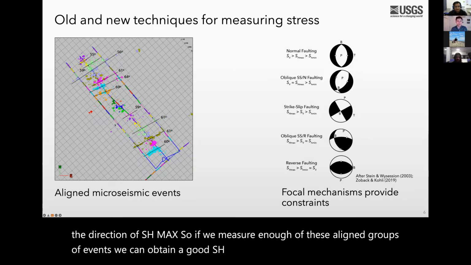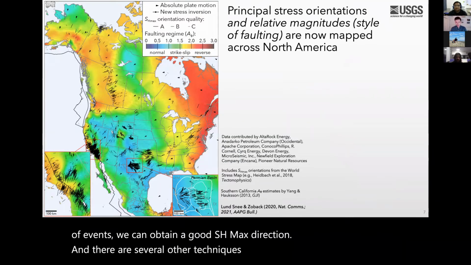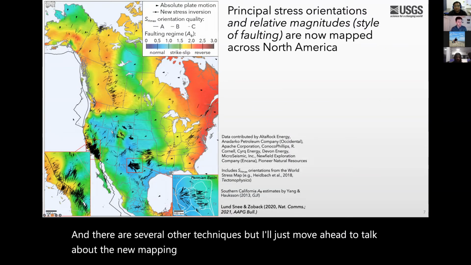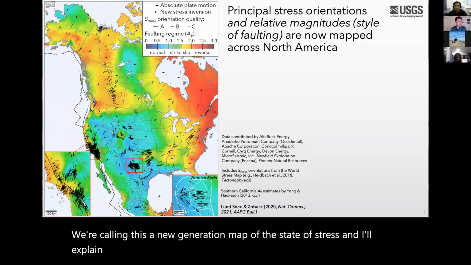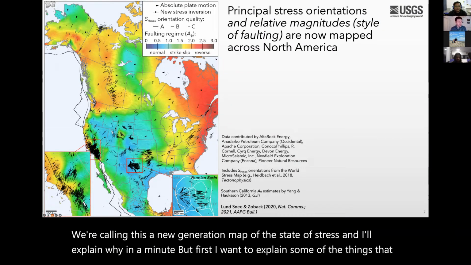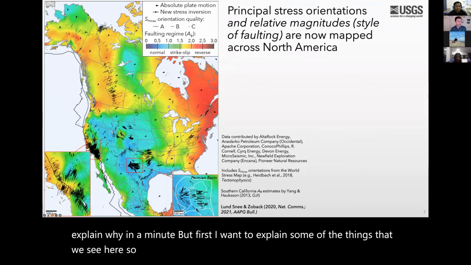And there are several other techniques, but I'll just move ahead to talk about the new mapping and what it shows, and that's what's here. We're calling this a new generation map of the state of stress, and I'll explain why in a minute. But first, I want to explain some of the things that we see here. So the black lines represent the orientations of SH max. Most of these are from the World Stress Map, but we've added a few hundred new ones, predominantly in the central and eastern United States.